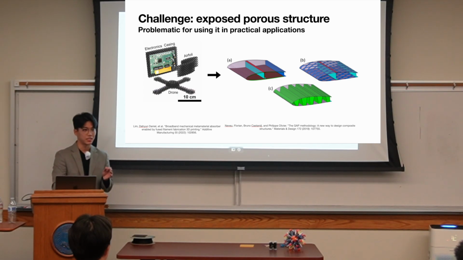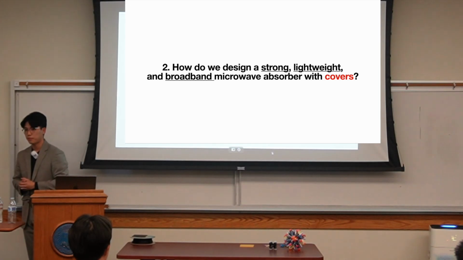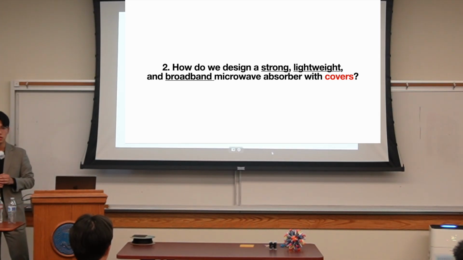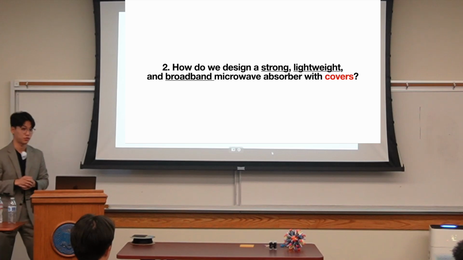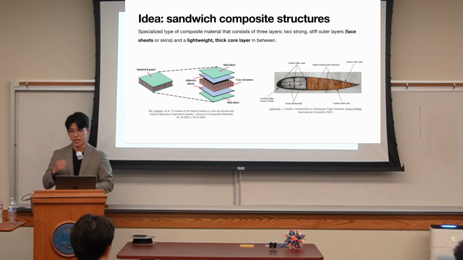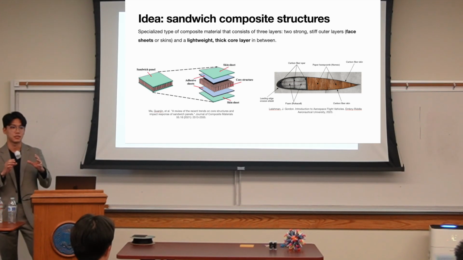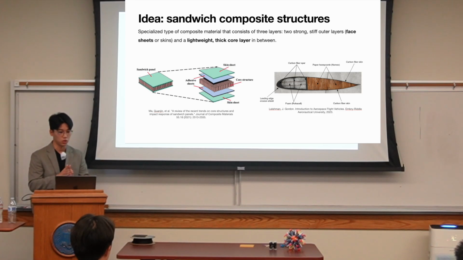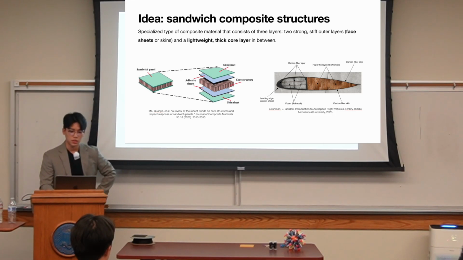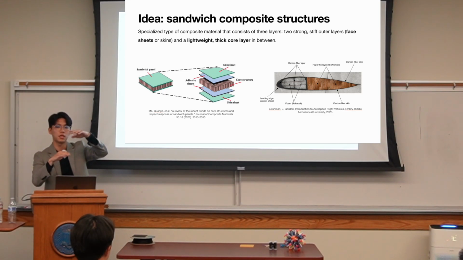So the challenge was the exposed structure, which led to the second research topic: how do we design a lightweight, strong, and broad wave absorbing structure with covers? The answer, or idea, was to use a sandwich structure. This sandwich composite is not something new. It has been used for a long time throughout the aerospace industry. It is composed of two different skin sheets on the top and the bottom, and in the middle, it's filled with a lightweight and load-bearing structure.